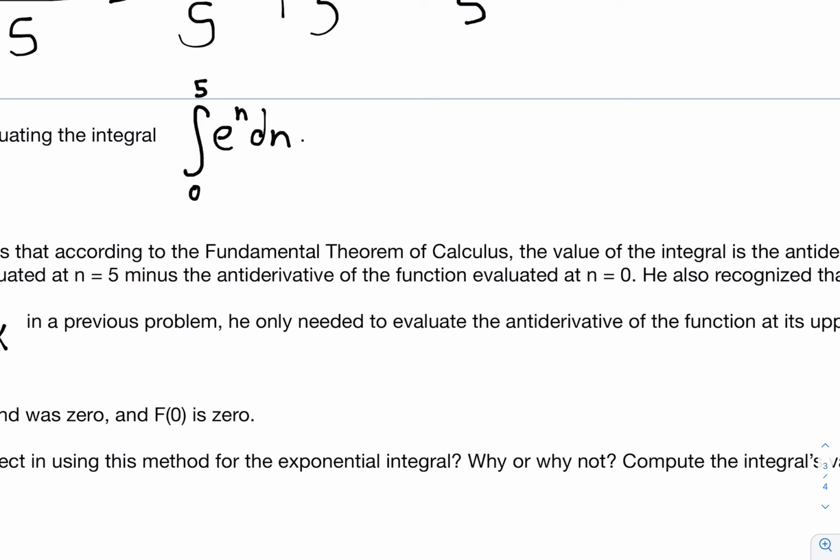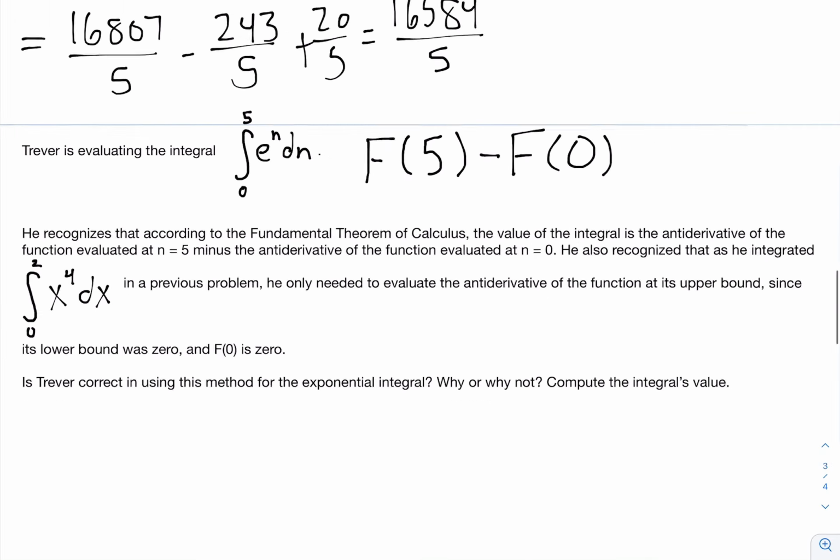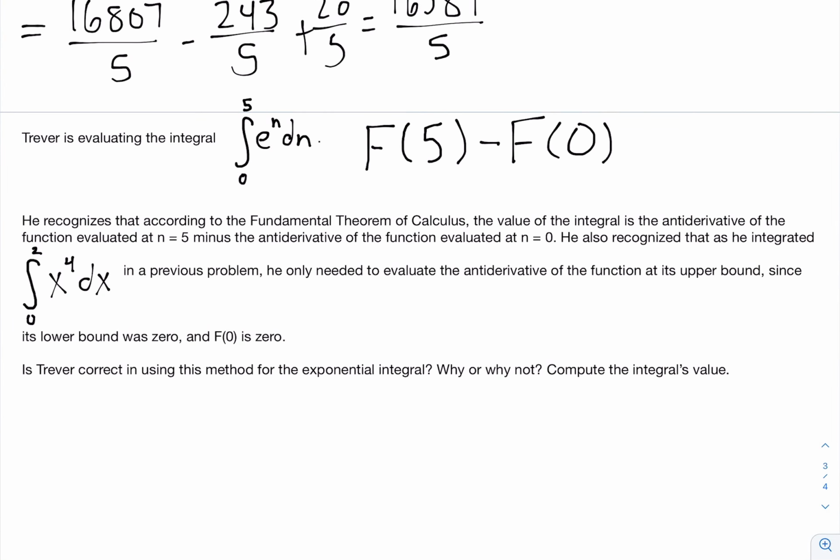Okay, perfect. We just learned about the fundamental theorem of calculus. It tells us that we can have some function e to the n. If we integrate that and evaluate it with a definite integral, it's just going to be capital F of 5, right, minus capital F of 0. So these first couple sentences make total sense. We've been through this. He also recognized it as he integrated x to the fourth dx from 0 to 2 in a previous problem. He only needed to evaluate the antiderivative of the function at its upper bound since its lower bound was 0, and capital F of 0 is 0.